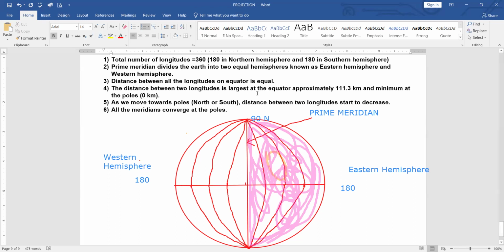The distance between longitudes is the largest at the equator, and as we are moving towards the pole, we can see the difference. As we move towards the pole, the difference between two longitudes decreases, and at the poles it's 0. Why? Because all the meridians are converging at the poles. Done. So that's it for today. If you still have any doubts, you can write in the comment box. Thank you so much.